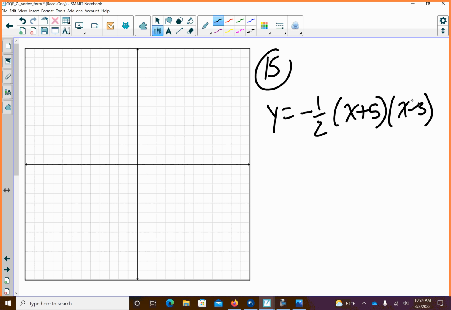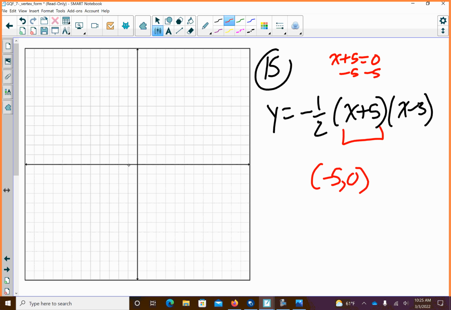So, friends, does anyone see quickly that negative 1/2 out front is not going to change where it crosses the x-axis? Does that make sense? So can anyone tell me where this would cross the x-axis? Yeah, so I'd get negative 5, 0. Now, does anyone not realize why that happens? So basically, I'm just going x plus 5 equals 0, and then subtracting 5 from both sides. That's how I got that.